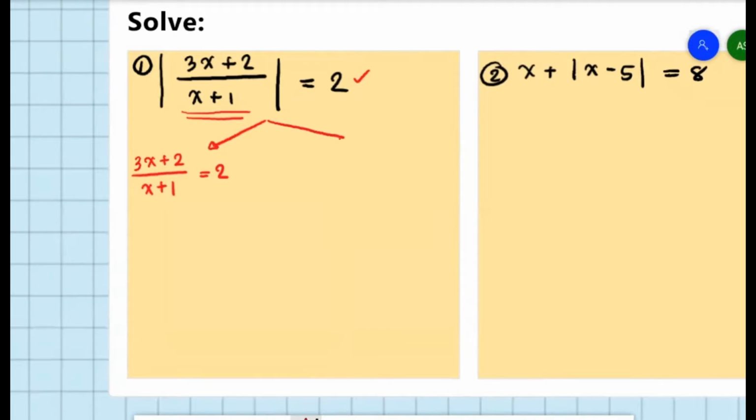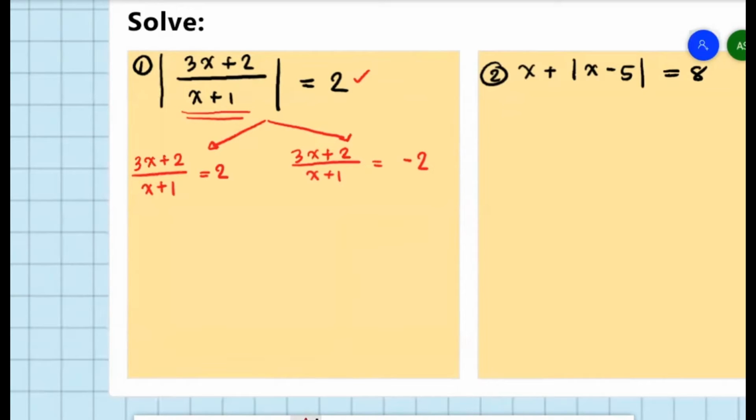Our second case is 3x plus 2 divided by x plus 1 is equal to negative 2. You see the difference? This time the result of 3x plus 2 all over x plus 1 is negative 2. But going back to the definition, if we take the modulus of negative 2, the result is positive 2. That's why we will have two possible values of x in here.